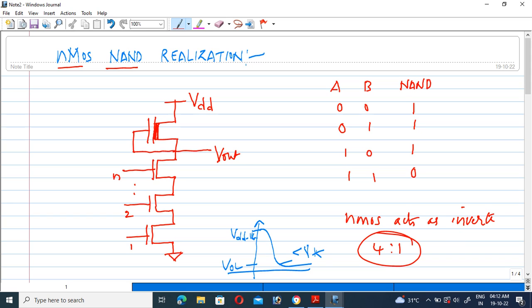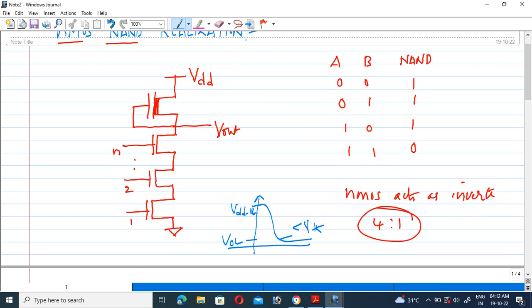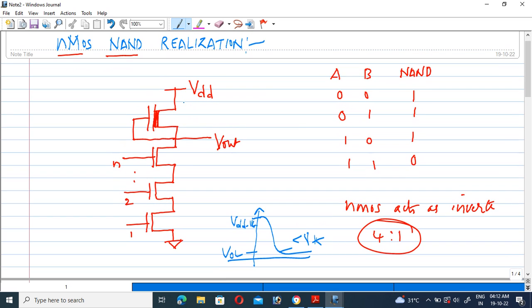Today we are going to discuss the nMOS NOR gate realization. Before going to the nMOS NOR gate realization, let us recap the previous session, that is the nMOS NAND gate realization. In this, we take the pull-up transistor as ZPU, the impedance of the pull-up device, and the pull-down devices connected in this fashion.